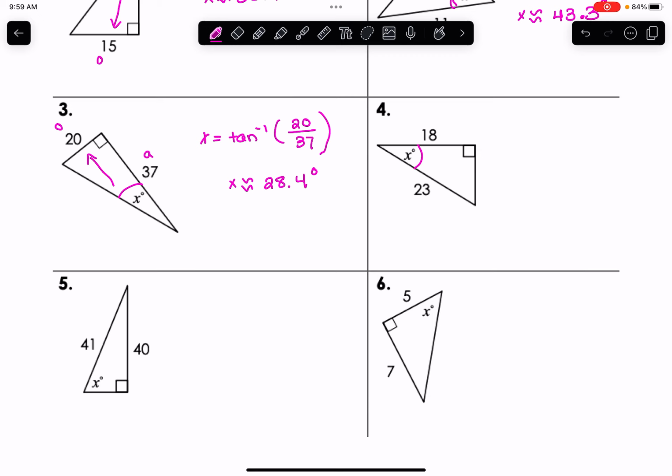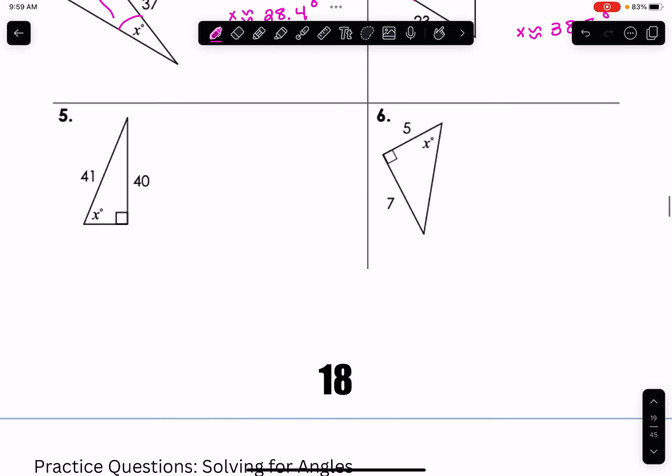Number 4, again, I'm marking the angle. 18 is adjacent, 23 is hypotenuse, so that is cosine. So we're doing the inverse cosine of 18 over 23. So second cosine 18 divided by 23. We get that x rounded is going to be 38.5 degrees.